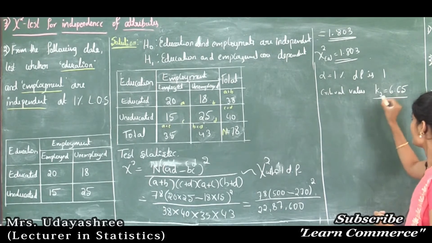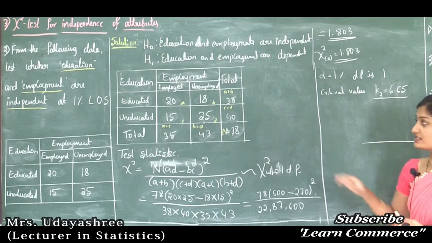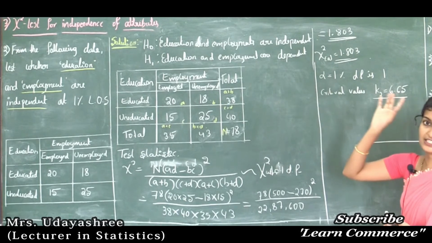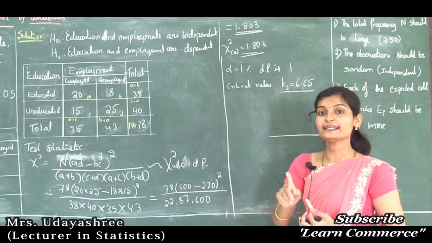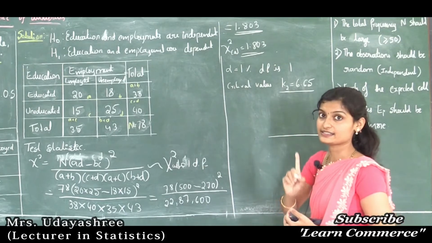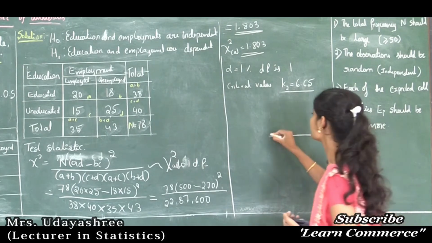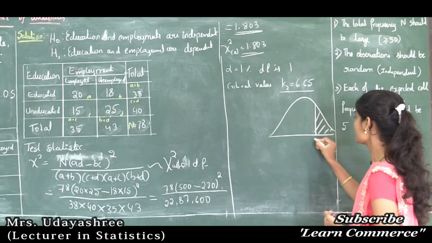So here the K2 value is 6.65, and what does upper tail test mean? Chi-square test for independence of attributes is always an upper tail test. That is, a right tail test. If it is a right tail test, the rejection region is located on the right side of the probability curve. So this is the K2 value.